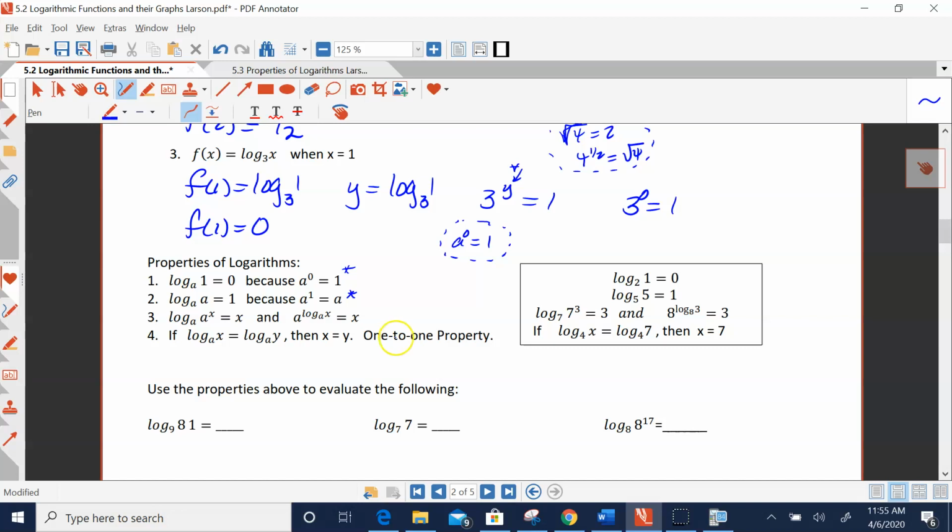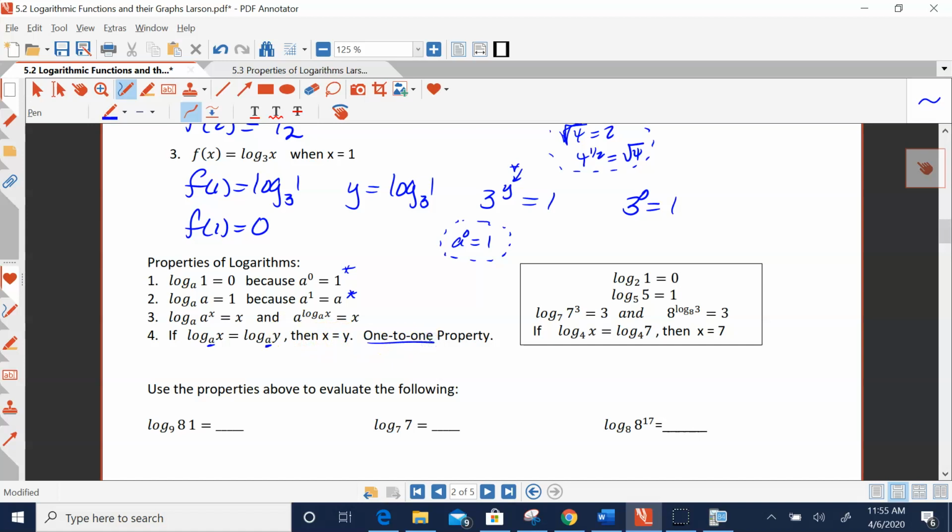And then finally, the one-to-one property. If log base a of x is equal to log base a of y, notice these two bases are the same, with x and y, then x has to be equal to y.